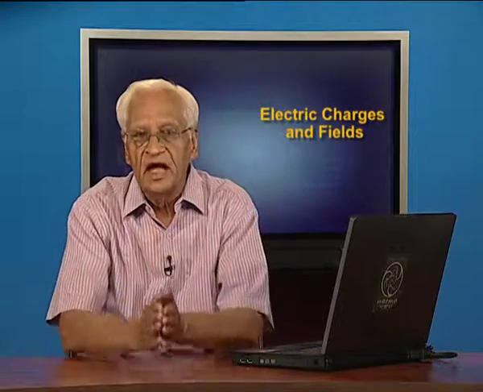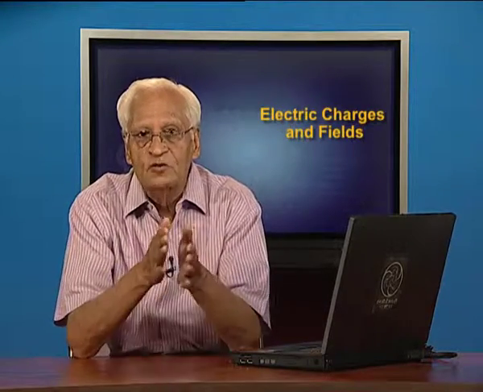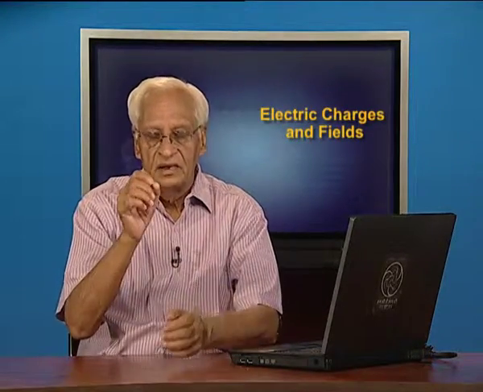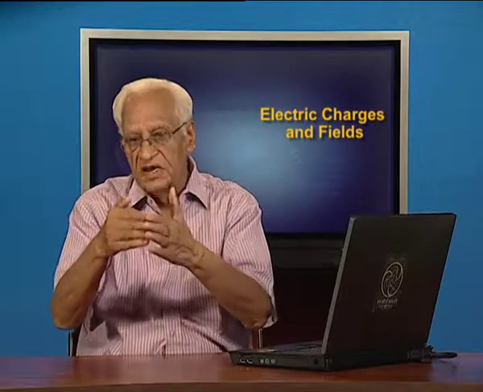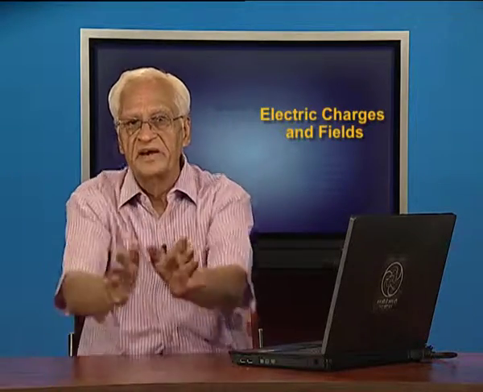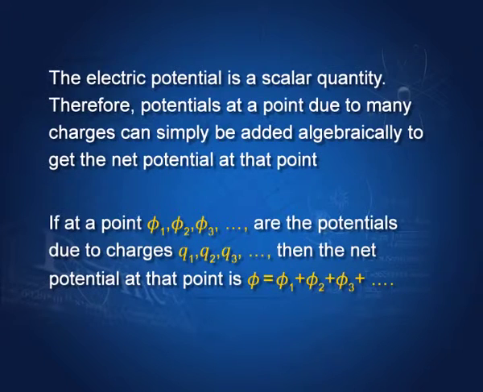And since phi is a scalar quantity, at a given point the potentials due to all the charges can be added up algebraically. That is, phi is equal to phi 1 plus phi 2 plus phi 3 plus phi 4, etc. If phi 3 is negative, then it is phi 1 plus phi 2 minus phi 3. So, we add them algebraically.